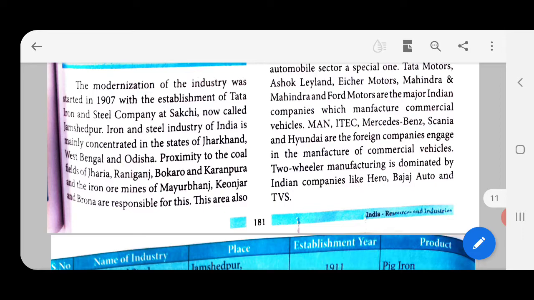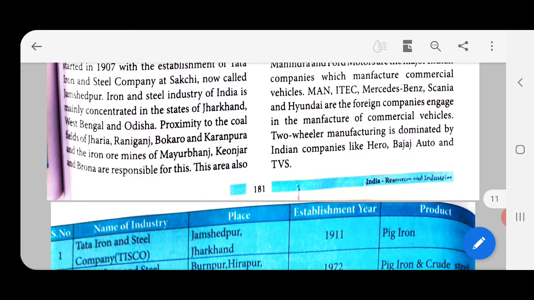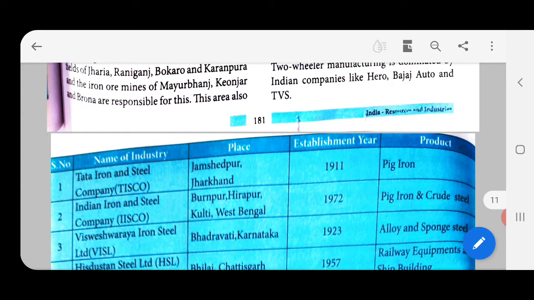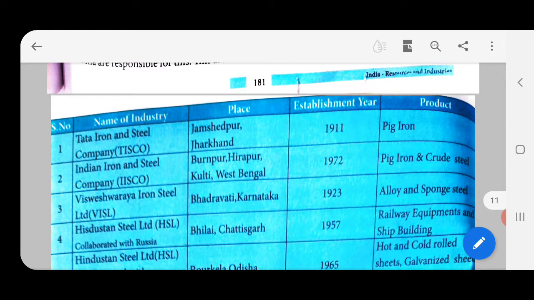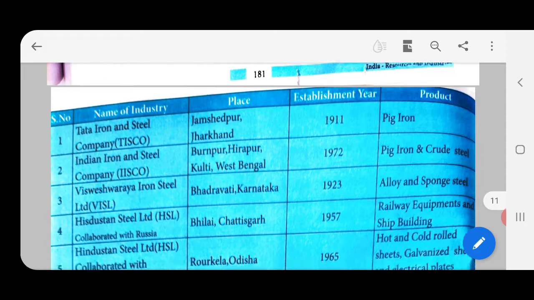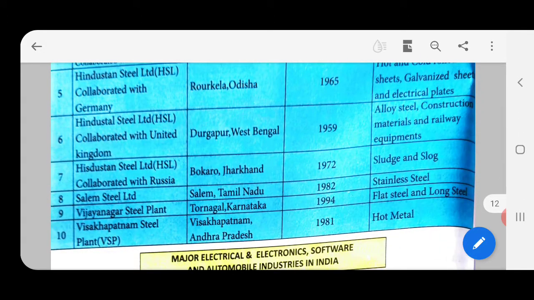Now, if you see all these big buses, the private buses and all that, you can see Scania, Hyundai, they are the manufacturers. Two-wheeler manufacturing is dominated by Indian companies like Hero Honda, Bajaj Auto and TVS. So, here you have all these names of the industry and their places and the establishment year and what products they are producing. Okay, so, you can just go through them as well.